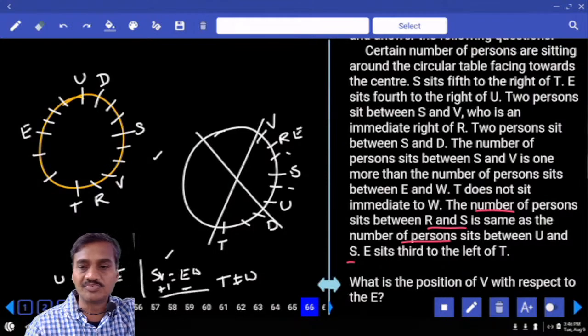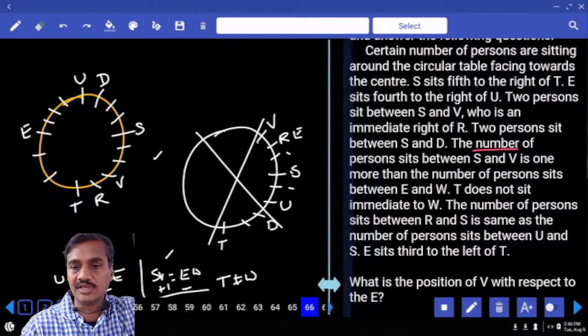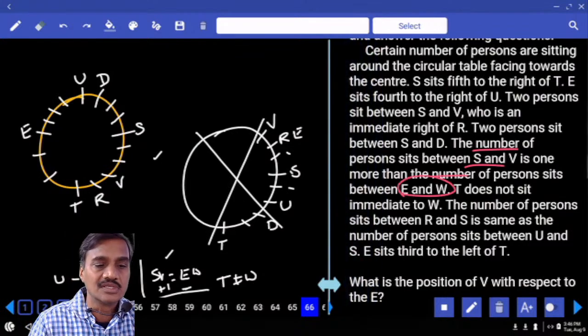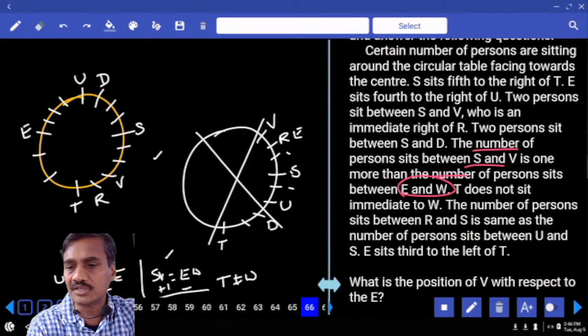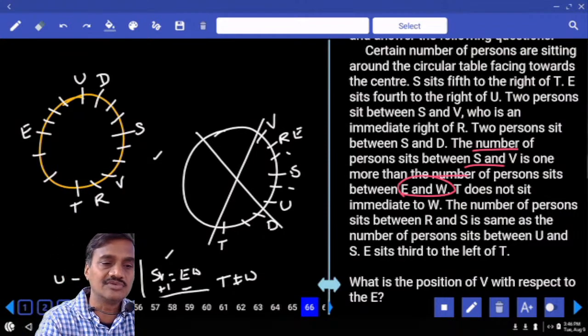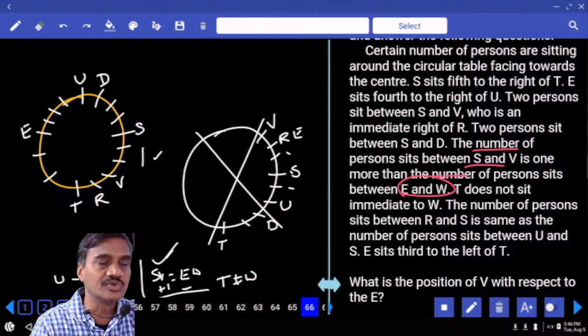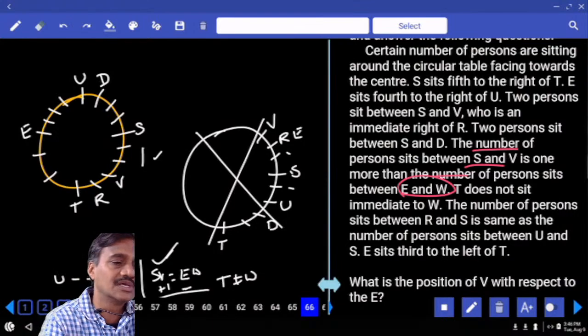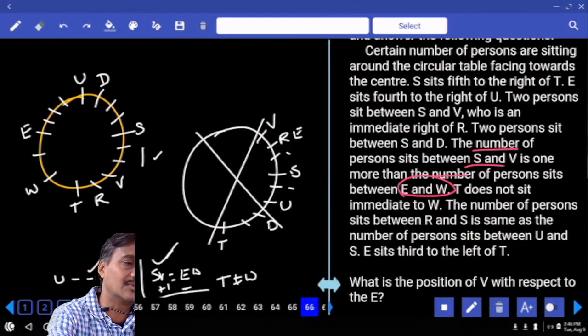Now the number of persons between S and V is 1 more than the number of persons between E and W. Now here, S and V, there are 2 people. This 2 is 1 more than 1. Hence in between E and W, we need to have exactly 1 person. Hence W can be here or W can be here.